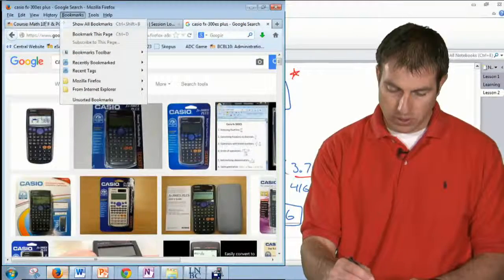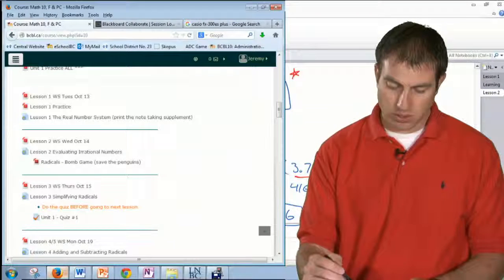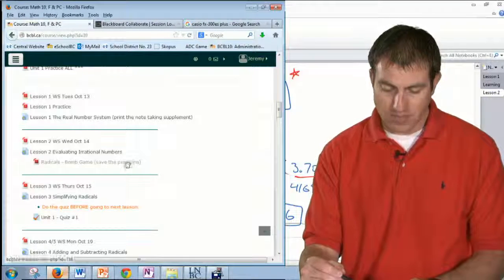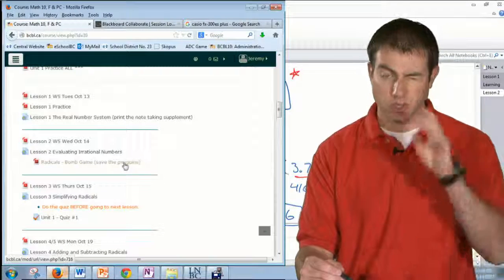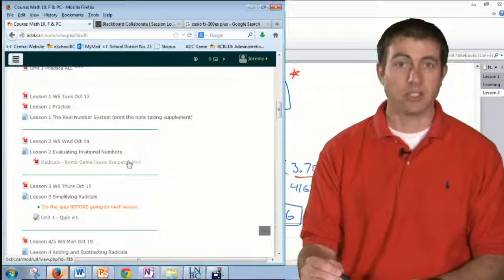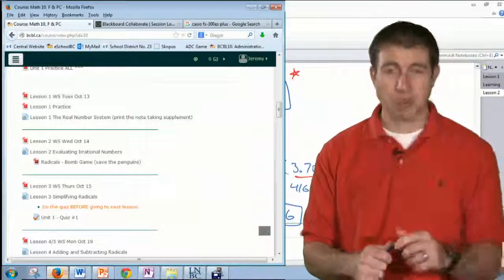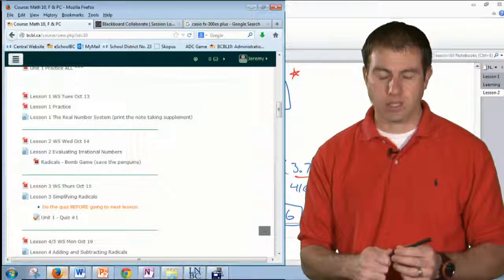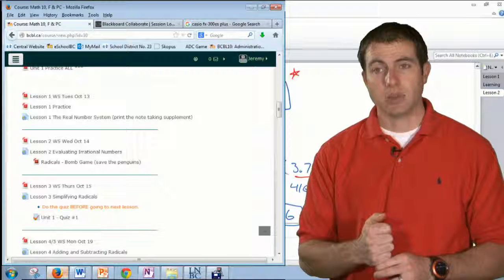Hopefully you guys are still plugging along with Unit 1. There is in the course this Save the Penguins game, and it asks you in the actual worksheets about the Save the Penguins game, so make sure you give that a try. It's just a fun thing to practice your perfect squares and your cubes and things like that. So have a look at it. It's kind of fun. And that's what I'll leave you for today.